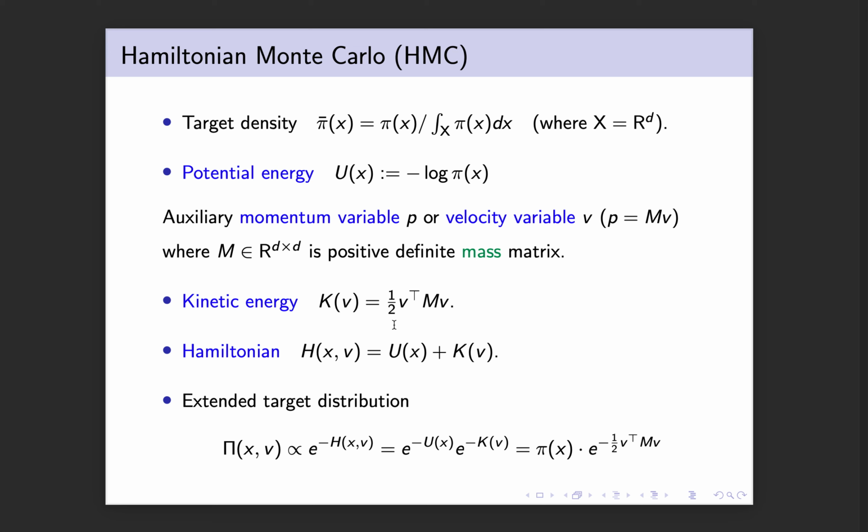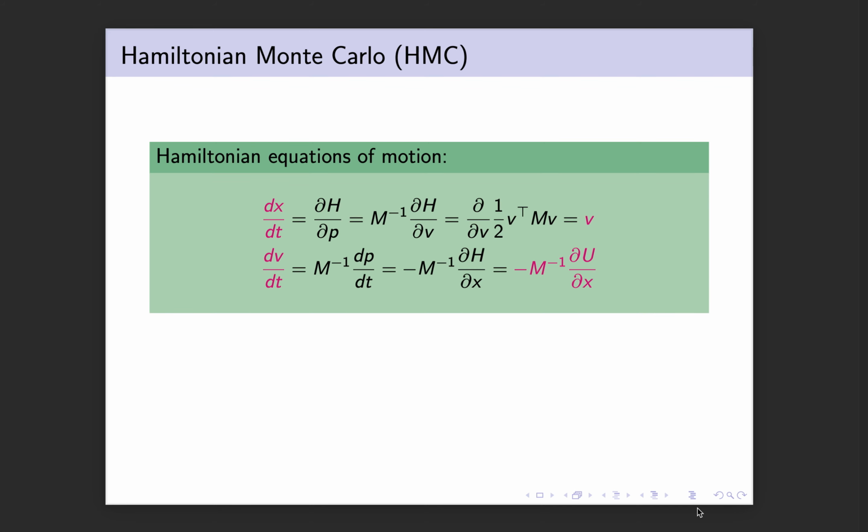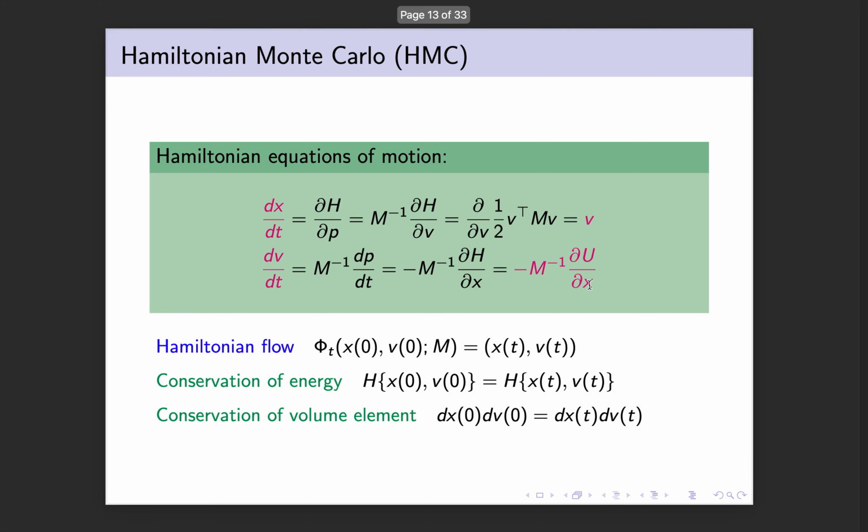The kinetic energy is defined as K of v, which equals 1/2 v transpose Mv. The Hamiltonian is defined as the sum of the potential energy U and the kinetic energy K, and it represents the total amount of energy a particle has. In the Hamiltonian system, a particle moves according to these Hamiltonian equations of motion, which say that dx over dt equals the velocity v, and dv over dt equals negative M inverse times partial U over partial x.